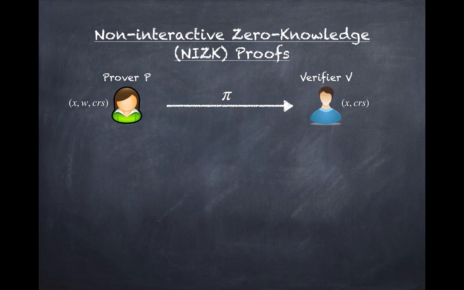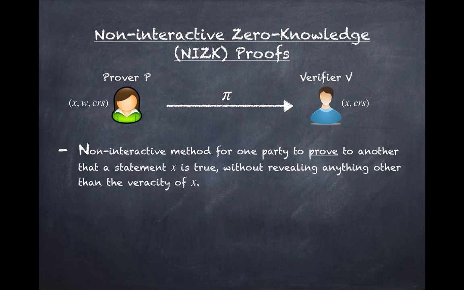First, let's briefly recall the setting of non-interactive zero-knowledge proofs in the common reference string model. Here a prover P wants to convince a verifier that she knows a witness W corresponding to an NP statement X, and she's only allowed to send a single message to the verifier. So NIZK proofs give us a way for one party to prove to another party in a non-interactive way that the statement X is true without revealing anything other than this fact.